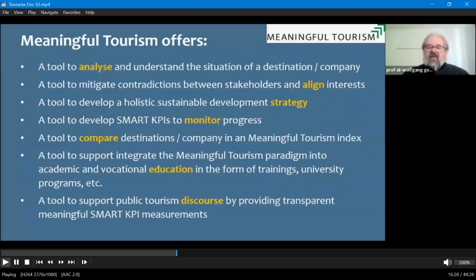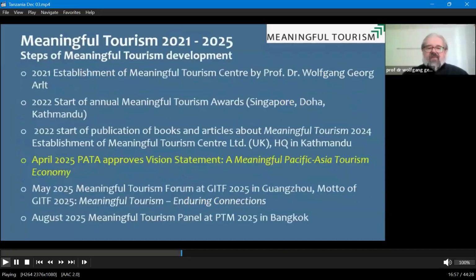You can also compare this with other destinations, other companies. We are producing a meaningful tourism index for that. And of course, it can be and should be integrated into capacity building and education, both academic and vocational. And it can also help the discourse and discussion about, is tourism beneficial for our country, for our destination, for our society. So this is a rather new idea that has been developed by me over the last 5 years.